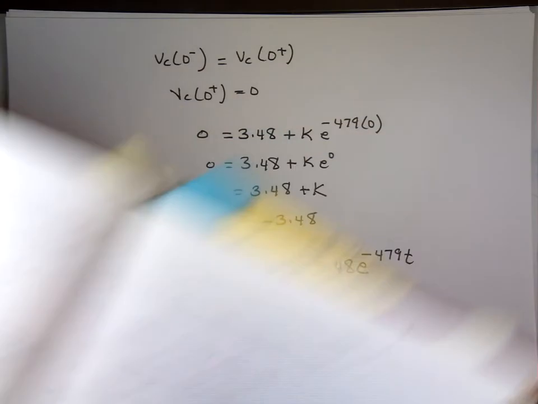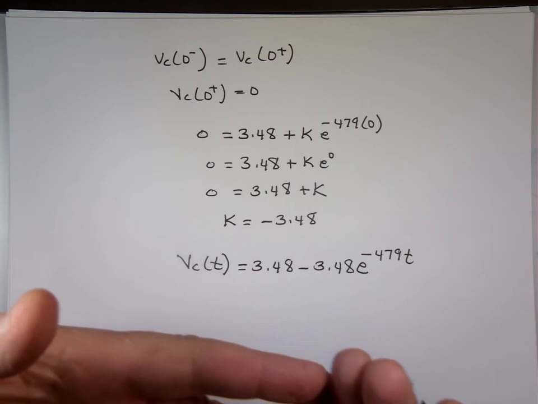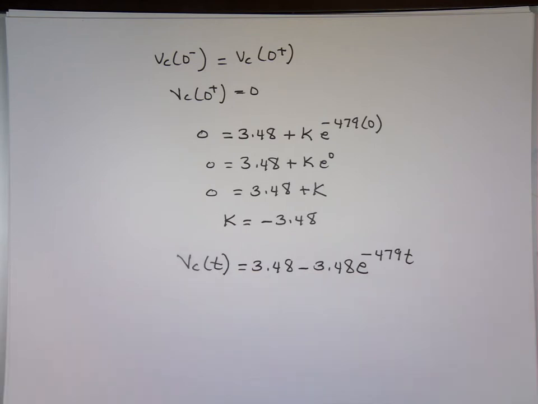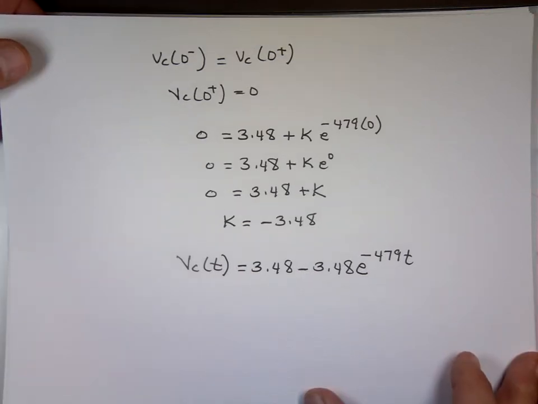Remember, when you have a capacitor, you always want to find the voltage across the capacitor at 0 minus. Why? Because that's the same as the voltage across the capacitor at 0 plus. When you have an inductor, what do you want to do? You don't want to find the voltage across the inductor. You want to find the current through the inductor, because the two things are always consistent.